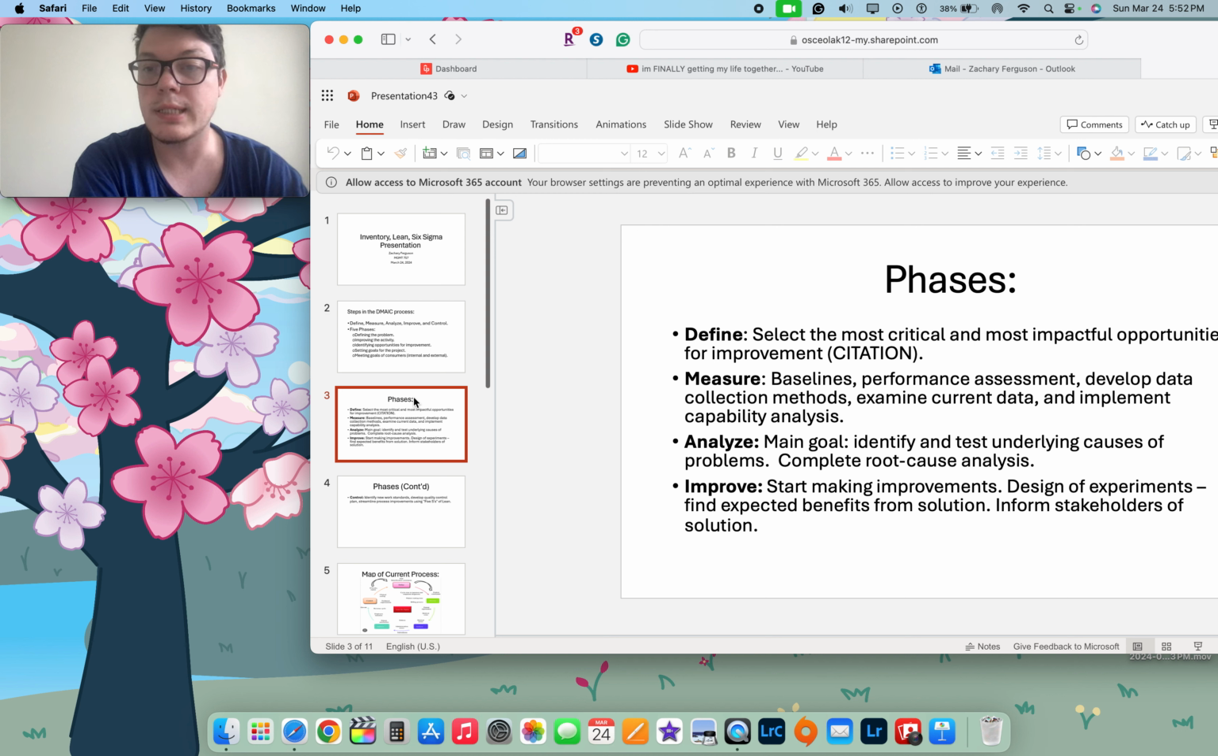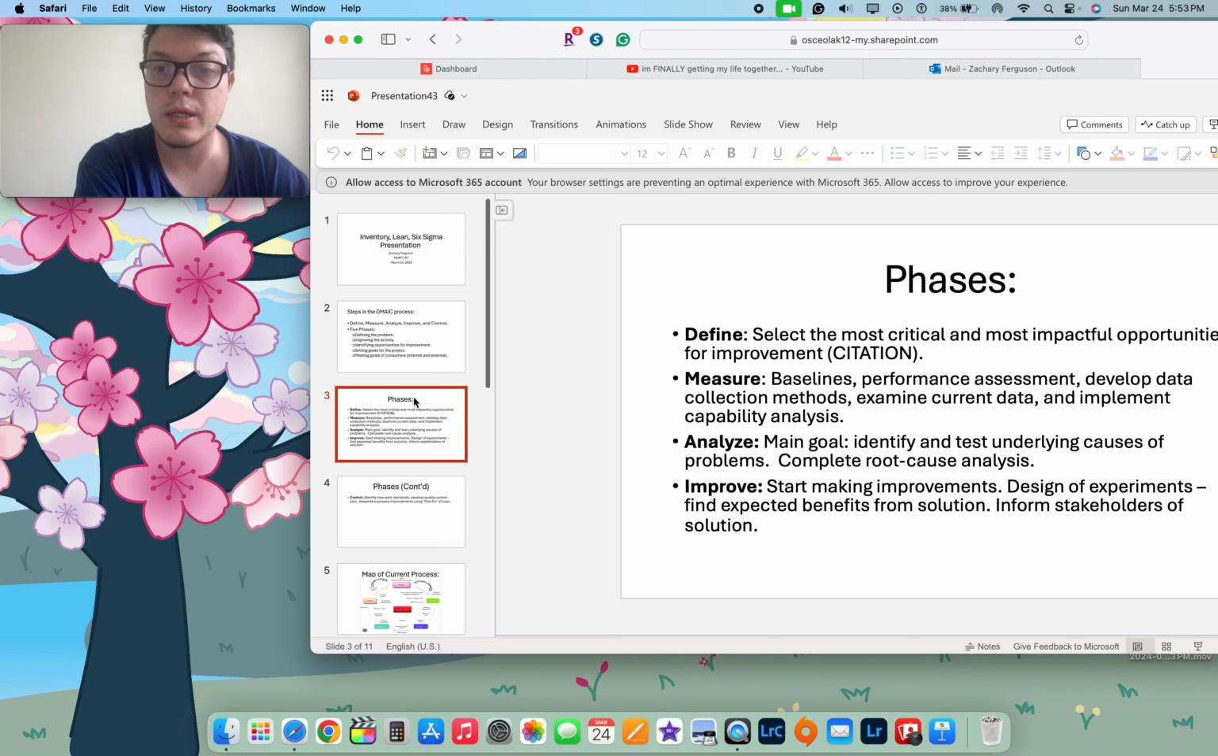During analysis, examine the current data of the hospital: how many patients are going through, how many are not being seen, how that's affecting the organization's profit, what could be the profit of the organization compared to before, what could be the profit if all patients were seen in a timely manner, and then implement capability analysis for the organization as well.